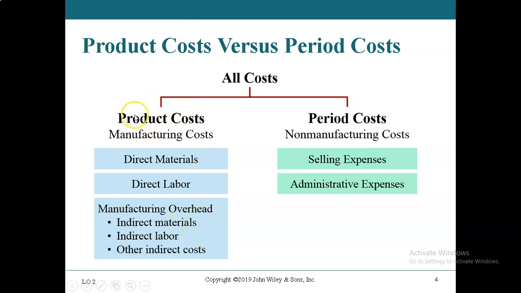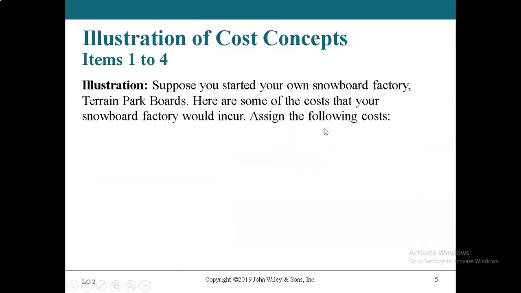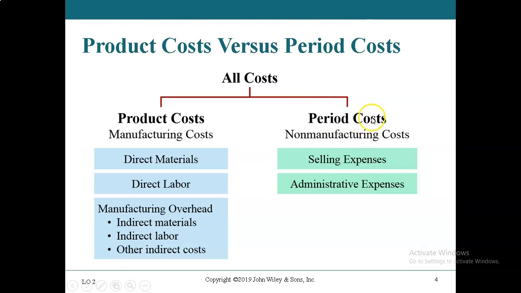Remember, product cost is something that is needed to make the product. Period cost is something that is not needed to make the product. And there are 2 kinds of period cost: selling expense and administrative expense. Let me give you an example. What about marketing? Marketing is a type of selling expense. Do you need marketing to make the product? No, you don't need marketing to make or manufacture the product. So that's called a period cost.